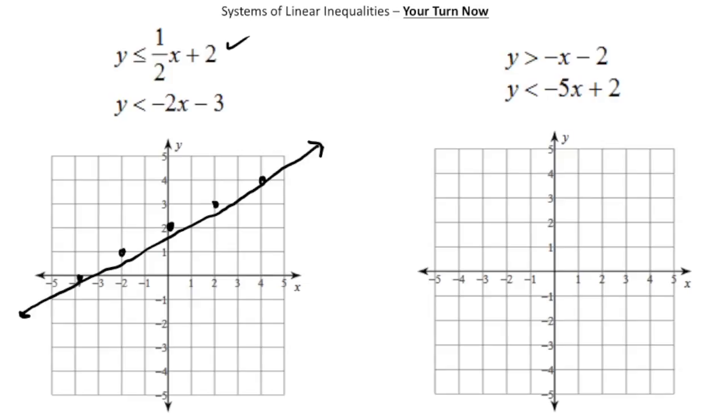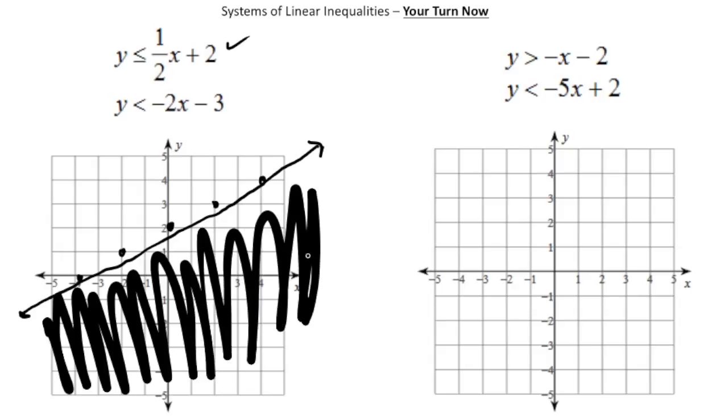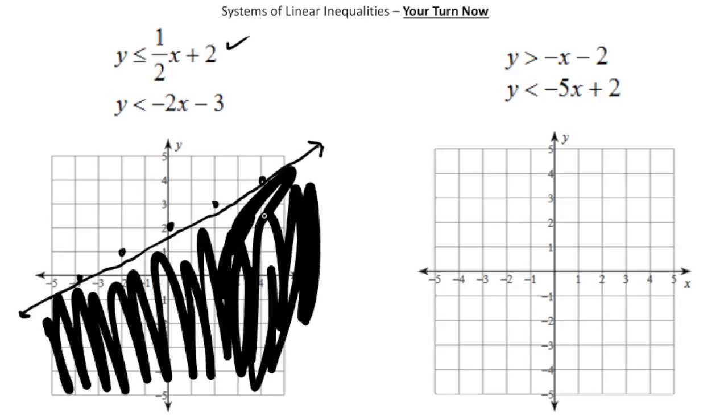And then to highlight it, I'm going to use a highlighter. And let's go with a black marker, actually. And y is going to be less than or equal to 1/2 x plus 2. So less than means down from that point. So all these values are solutions to that first inequality.